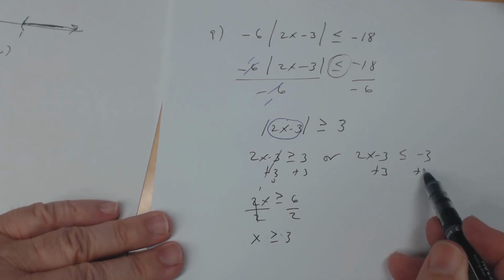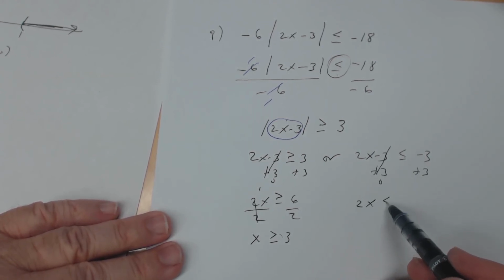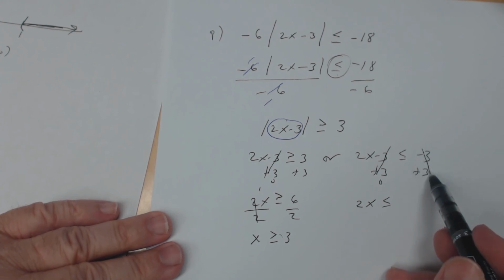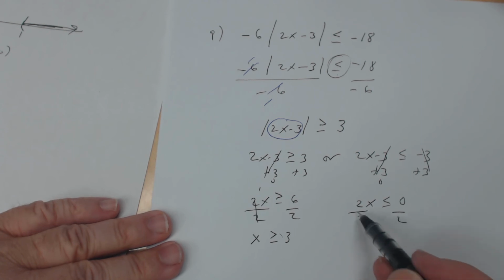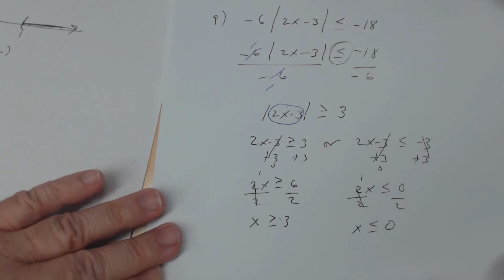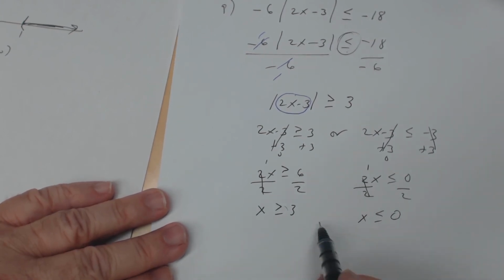All right, now let's do this one. Add 3 to both sides. Combine like terms. I get 2x is less than or equal to, and then negative 3 plus 3 is 0. Divide both sides by 2. The 2's divide out, so I get x is less than or equal to 0 divided by 2, which is 0. And so my other solution is x less than or equal to 0 also. So that's an OR statement though.